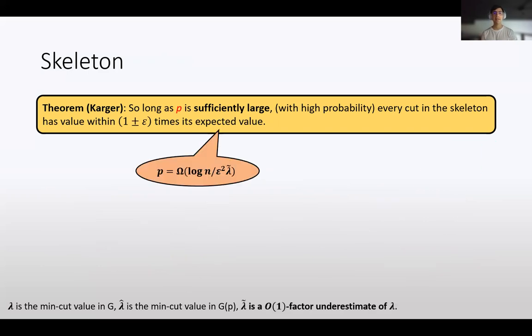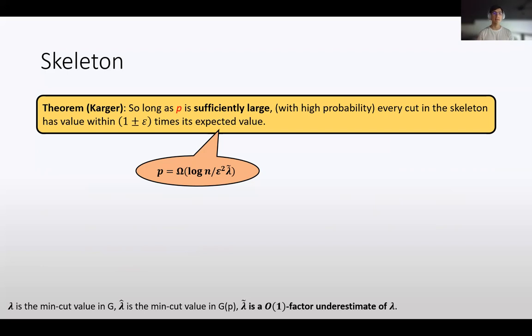Now, Karger tells us that it is enough to sample with a probability of value at least of order log n, divided by a constant underestimate of the mean cut value for this theorem to be correct. For the sake of simplicity, we can take this to be 100 log n divided by this approximate mean cut value. In the remainder of the presentation, we will call this the correct probability and denote it by P subscript S.